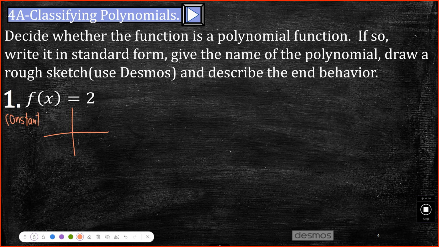Anyways, this function, let's just call it a constant function. Constant. It's really a 0th degree monomial if you really wanted to. What does it look like on the graph? It's a horizontal line. This is what it looks like.